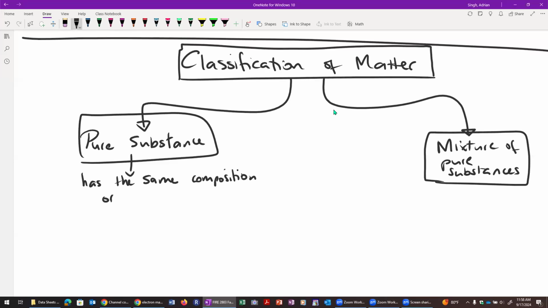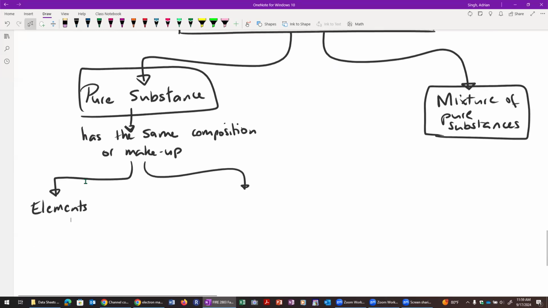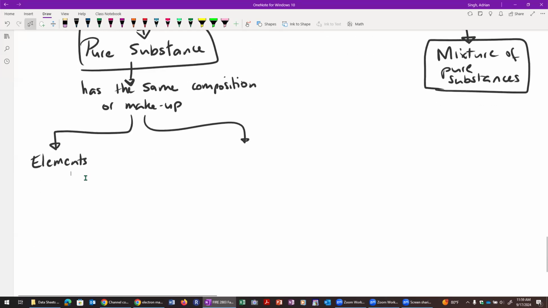So there are two subcategories of those substances that we're going to see. And we've talked about one of these already. So you have things called elements. We introduced elements already, and we know that elements have the same composition, depending on what that element is. These are made up of only one type of atom. So it's a pure substance, in composition.